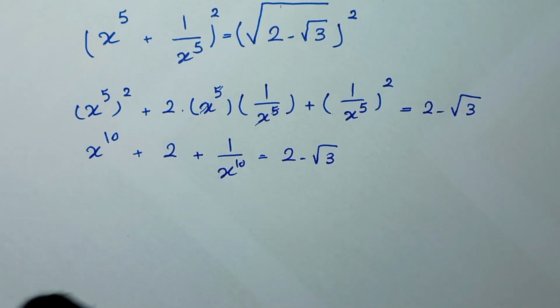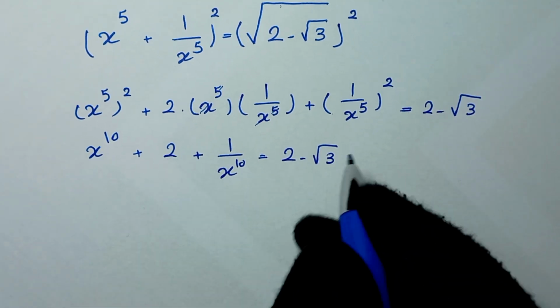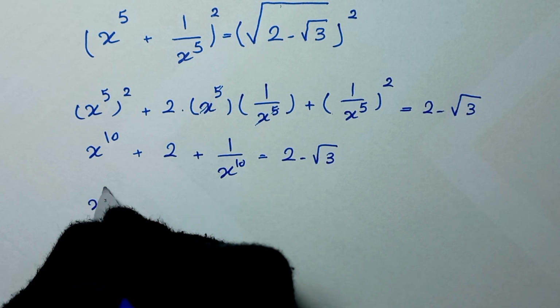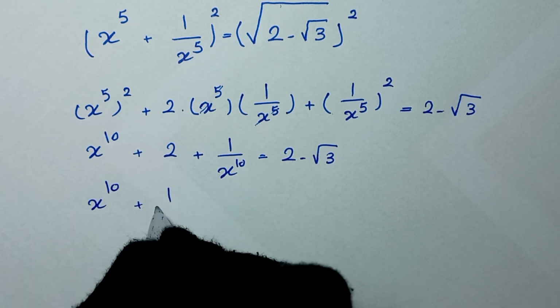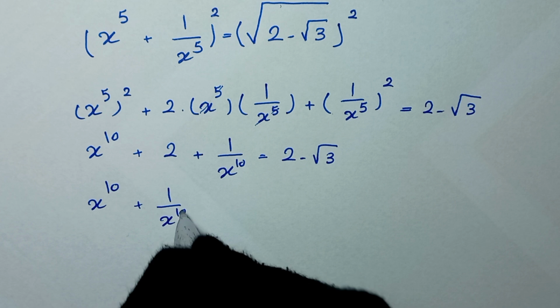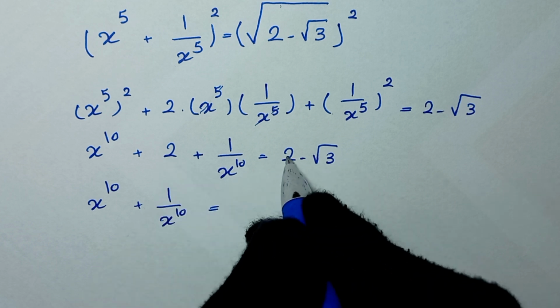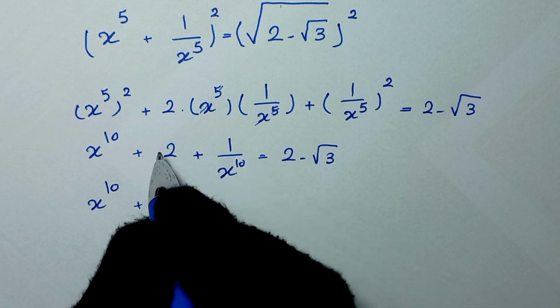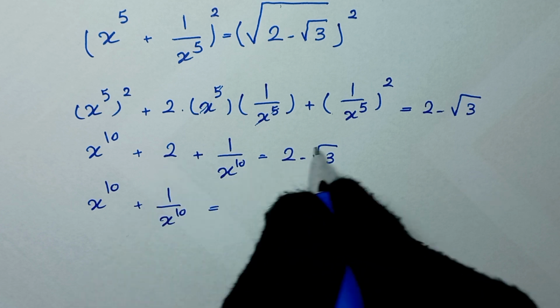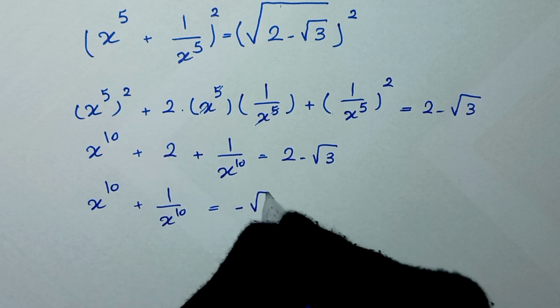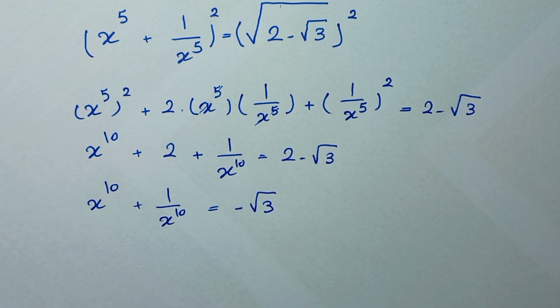And in next step, we take these 2 to this side and it will be x to the power of 10 plus 1 over x to the power of 10 is equal to, this to this side, it will be negative 2, so 2 minus negative 2, it will be 0, and in here we have negative square root of 3, right?